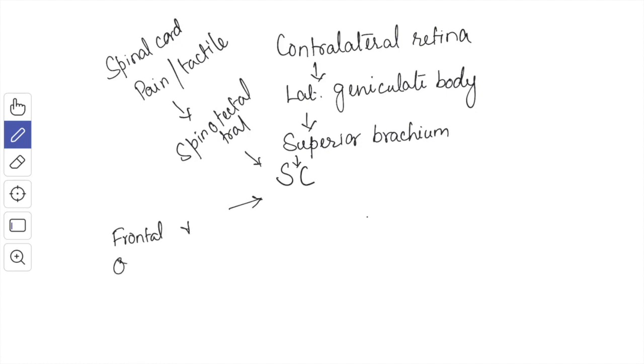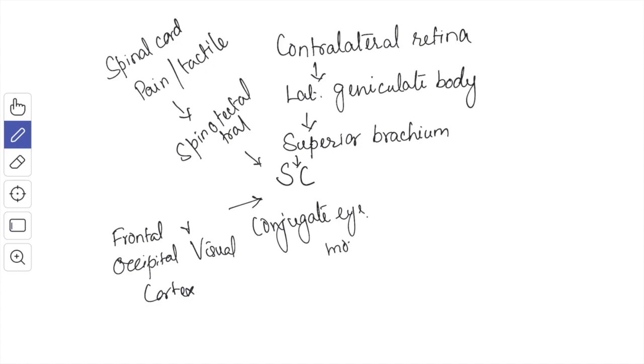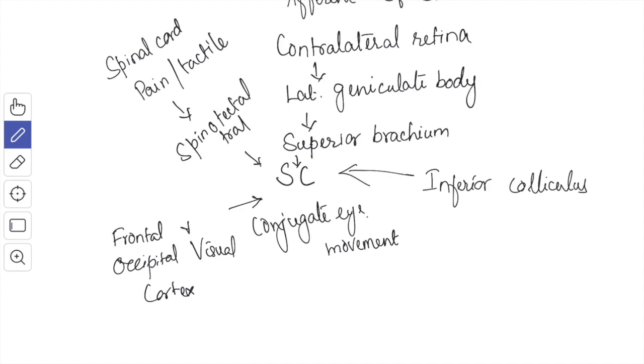and occipital visual cortex, which is important for the conjugate eye movement. And the fourth afferent is from the inferior colliculus. So these are the afferents of the superior colliculus.